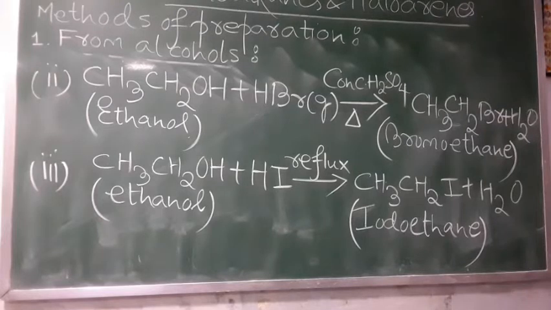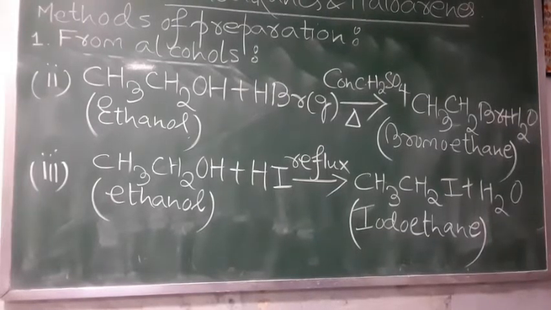Okay students, please pay attention. Ethanol reacts with hydrogen bromide in the presence of concentrated sulfuric acid to form bromoethane and H2O. In the next reaction, ethanol reacts with hydrogen iodide to form iodoethane and H2O.